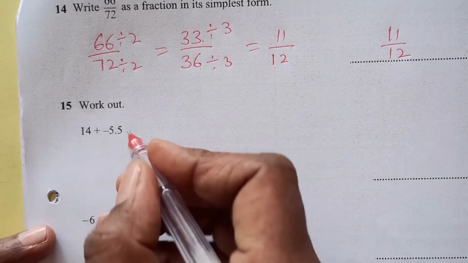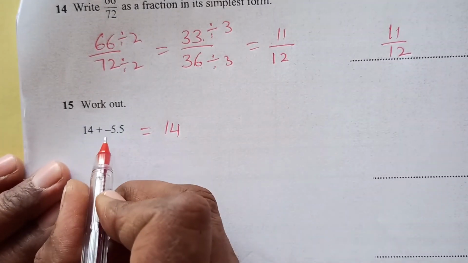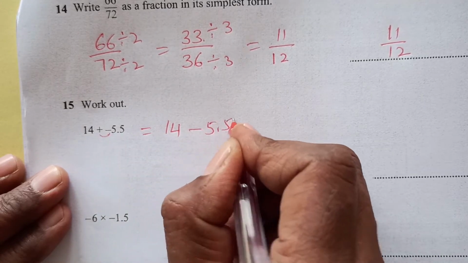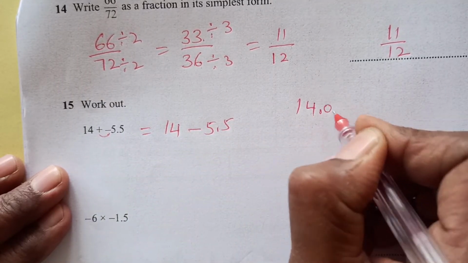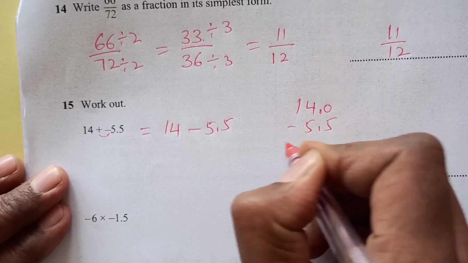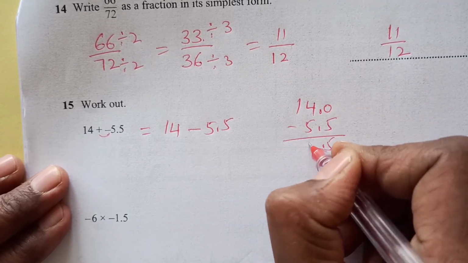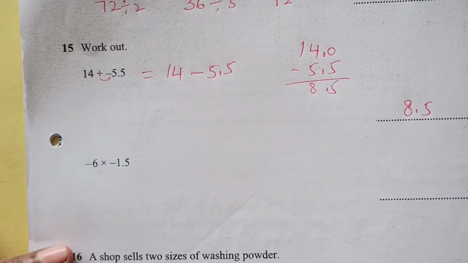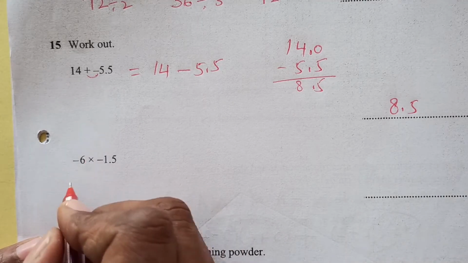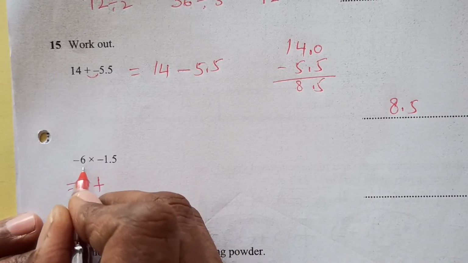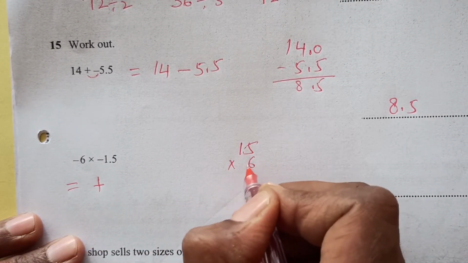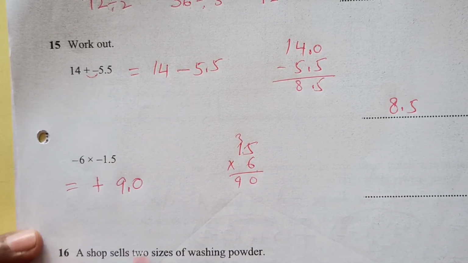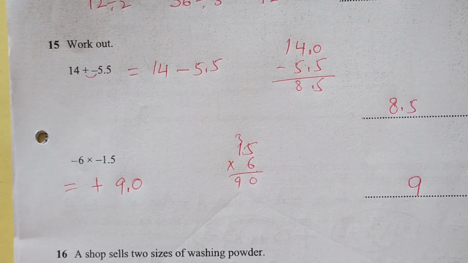Now work out. This is 14. This is negative, right? Plus minus. So negative is always stronger. So that means 14.0 minus 5.5 is 8.5. So the answer is 8.5. And this one here, when you multiply, minus and minus will become positive. 15 times 6, 6 times 5, 39, and 1 decimal place, so the answer is 9. Okay.